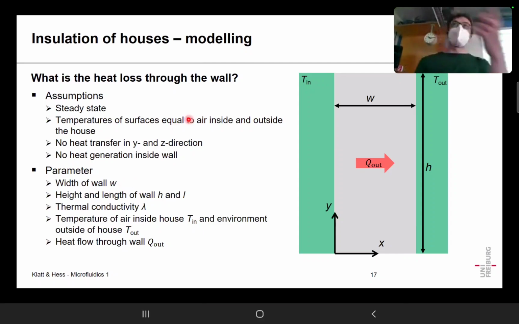And for the parameters, you already mentioned quite a lot of them. So the width is important. Obviously, also the complete surface. The bigger the area of the wall, the more heat you can lose through it. The thermal conductivity and also the temperatures at the inside and the outside. Obviously, if the temperature gets bigger, there's a bigger heat transfer. And finally, the parameter that we want to calculate, and it's the flow in the direction of the x-axis.